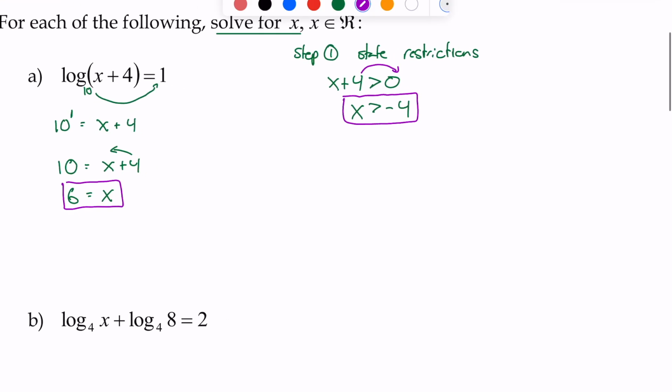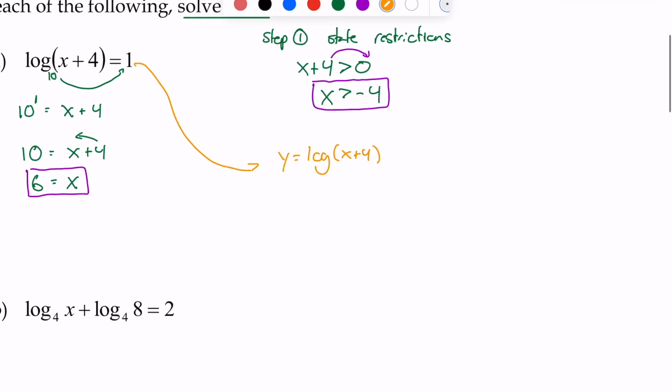And just to get a visual, if you were to graph this, we did graphing logs in the other lesson. If I was to graph y equals log of x plus 4, I'd be graphing a log function that has a horizontal shift of -4. So I'd go in here. That's where my vertical asymptote would be. And my graph would look like this.